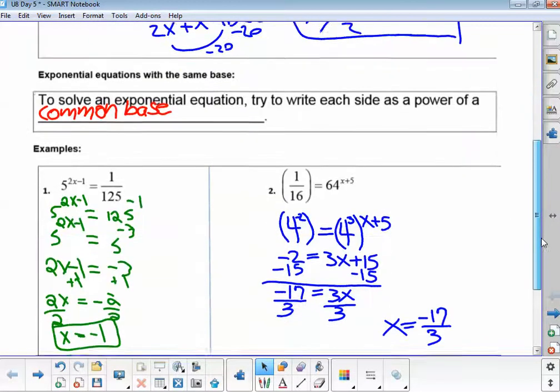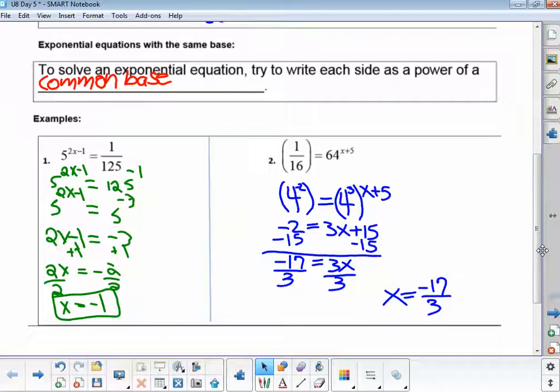This next strategy we actually went over already. To solve an exponential equation, you want to write each side as the power of a common base. So in problem 1, we wrote them both as powers of 5. 1 over 125 is the same as 5 to the negative 3. And then you take the exponents, 2x minus 1 and negative 3, and you set those equal to each other. And then you divide and you get x equals negative 1.